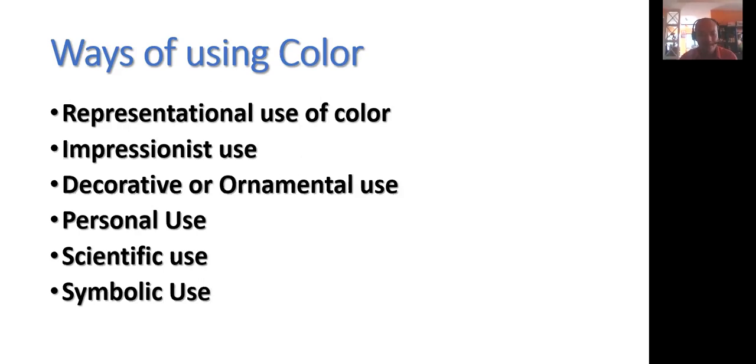Okay, so colors are also used for scientific purposes, to represent chemicals or processes, and also for symbolic use. You use it to symbolize something. So there are many ways of representing colors. Representational, for example, we have traffic lights. So red always means stop wherever you go in the world, and green always represents go.